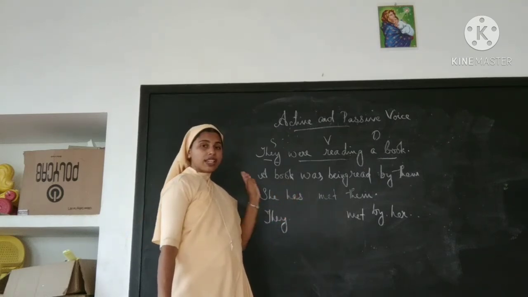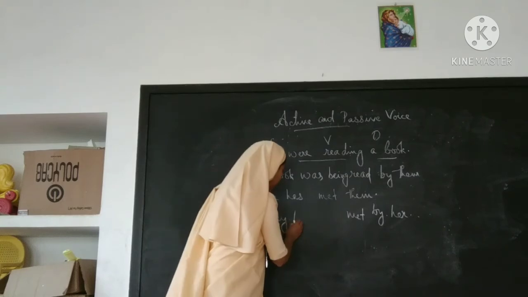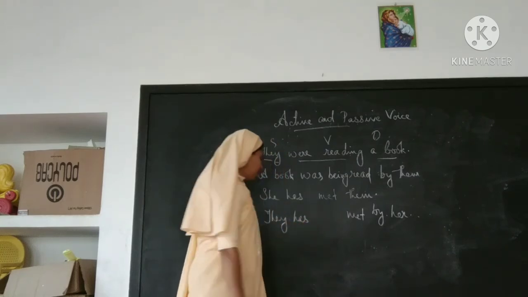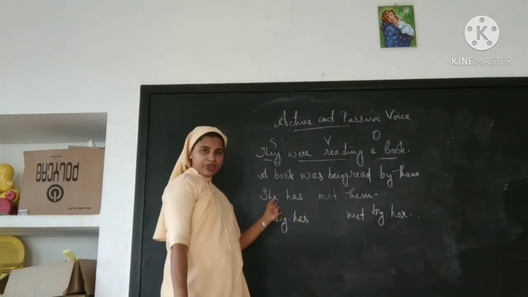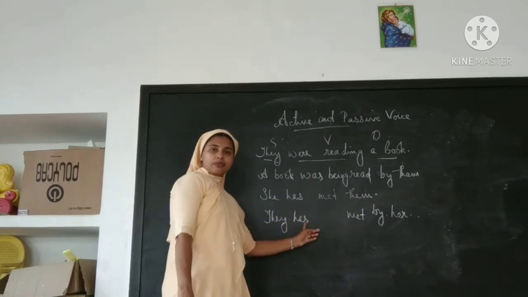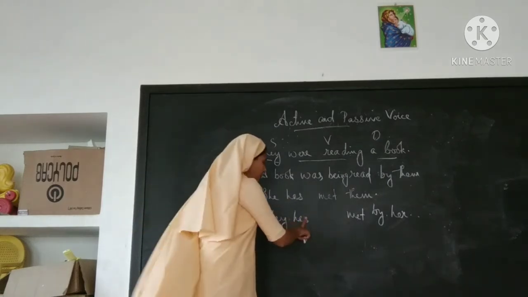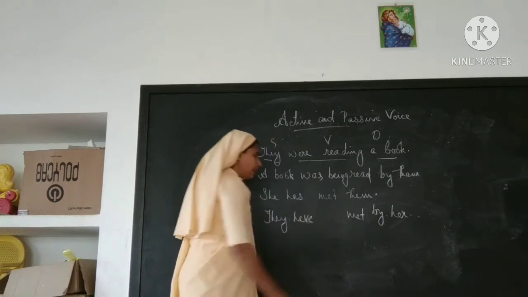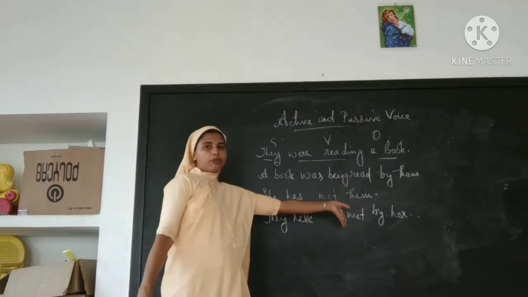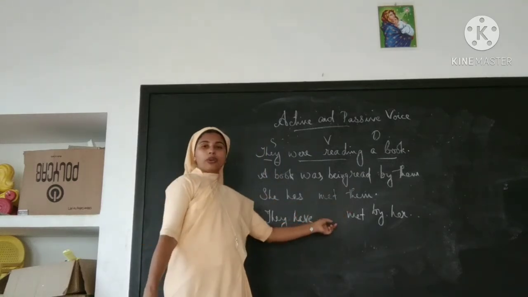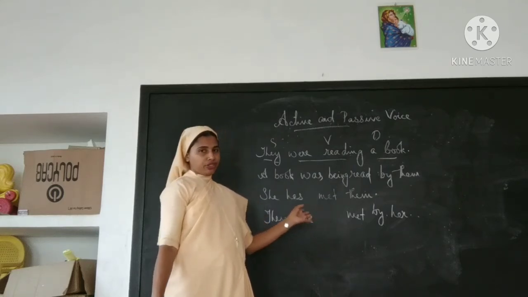And here, this auxiliary verb is compulsory. So we will use has. No, since it is plural, it will be changed into plural. That's why we will use have. They have met by her. This is the form of active voice present perfect tense.